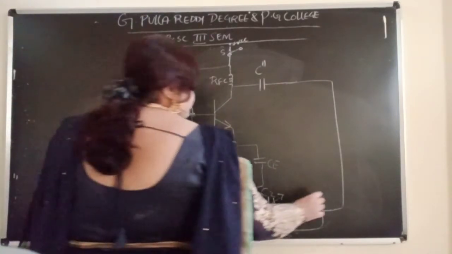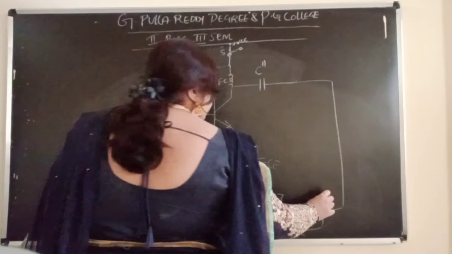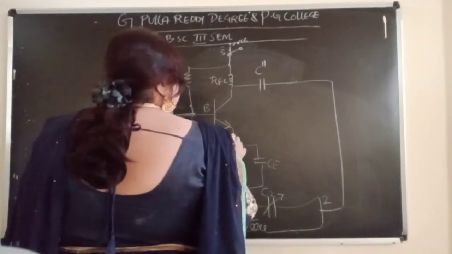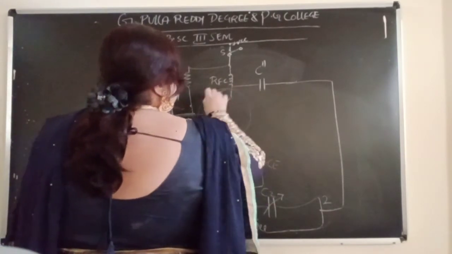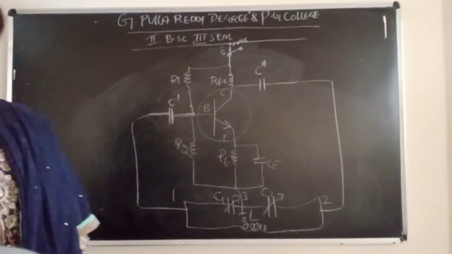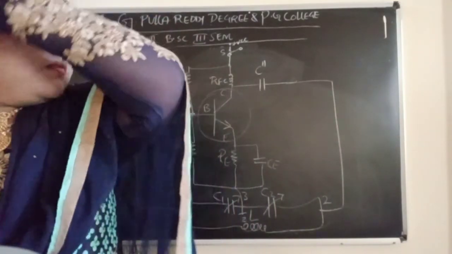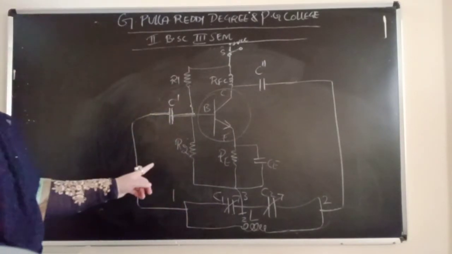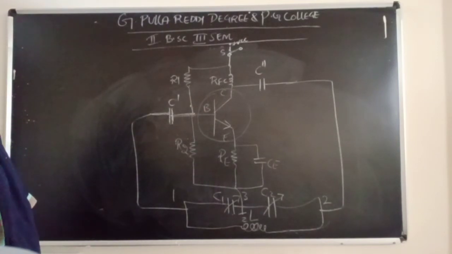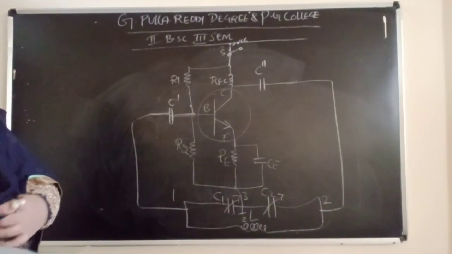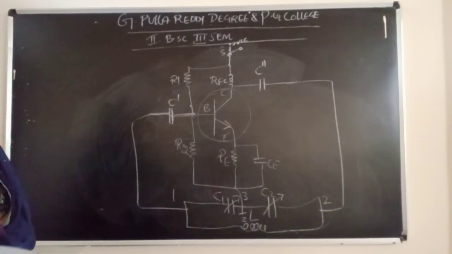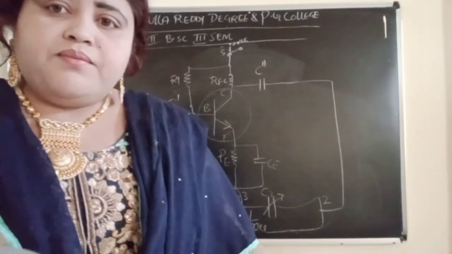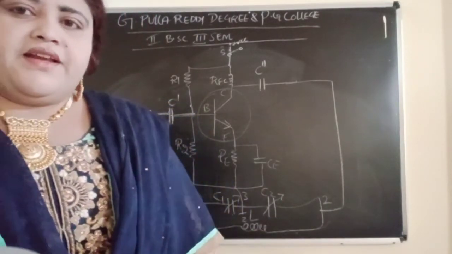This is terminal 1. This is base, emitter, collector, transistor. So you have to draw the diagram in this way. If you are perfect in the diagram, then only you can understand the operation. Because if you are studying one answer, there is Hartley, similarly Colpitt is there. So both the diagrams will be the same.